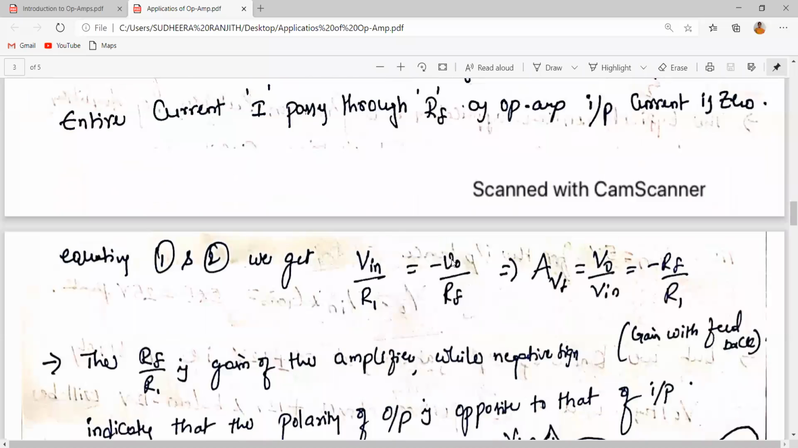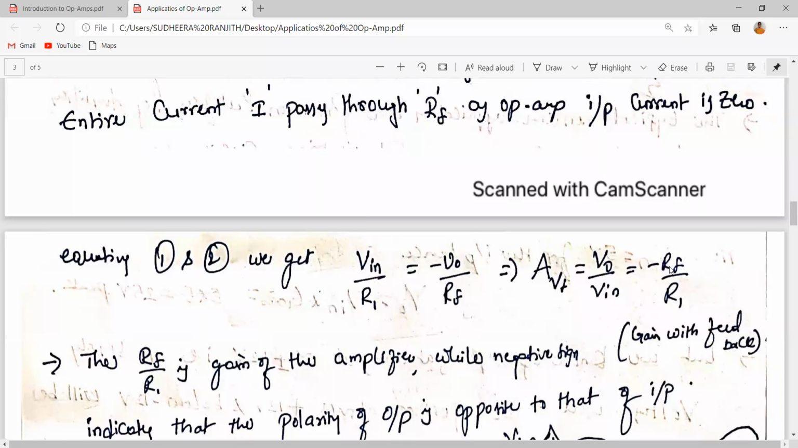From this, what is the gain? The closed loop gain, V naught by Vin, is nothing but minus Rf by R1. What is the closed loop gain of the inverting amplifier? It is the ratio of the feedback resistance to the input resistance R1. Here, the negative sign indicates a 180 degrees phase shift.